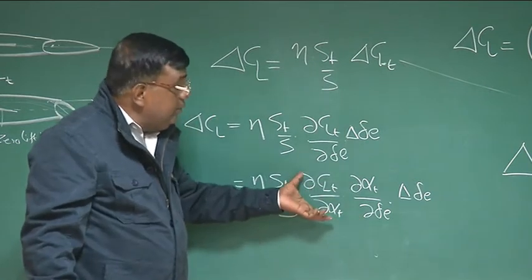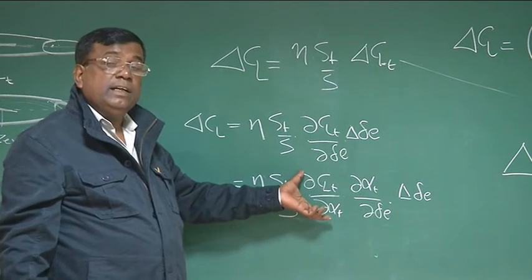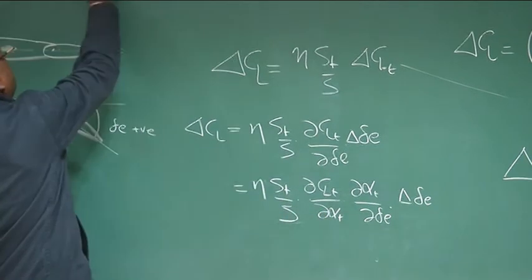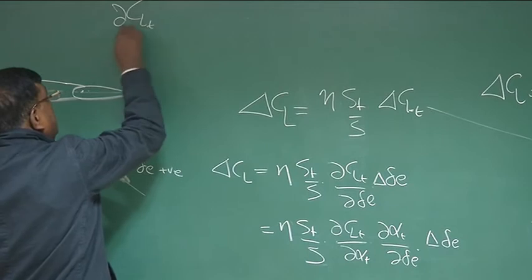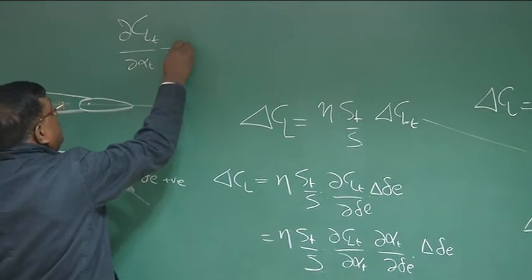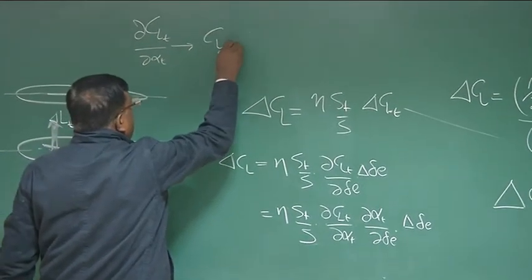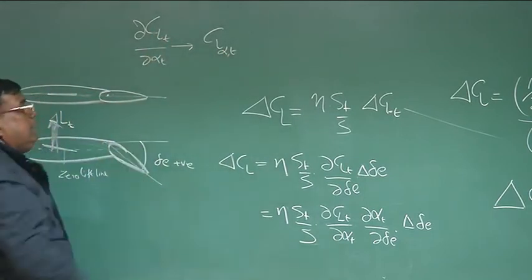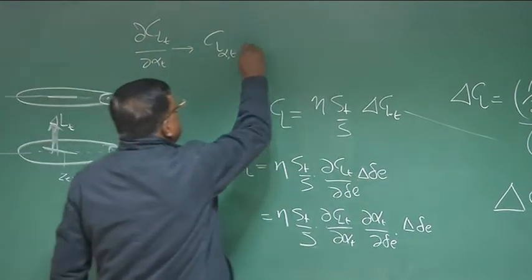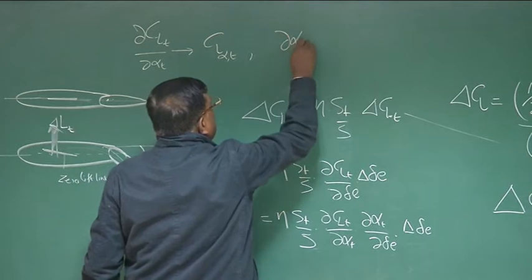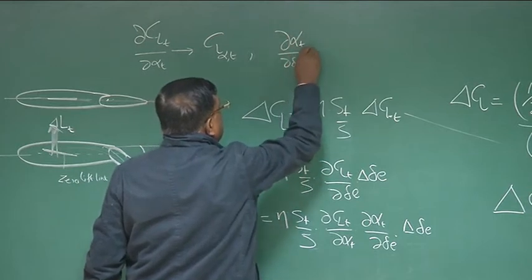What is the physical meaning of this? dCLT by d alpha t? What is dCLT by d alpha t? Very simple. This is CL alpha tail, right? And now the second term is d alpha t by d delta E. This is what?